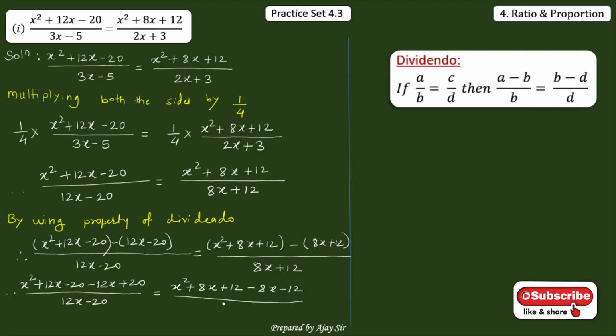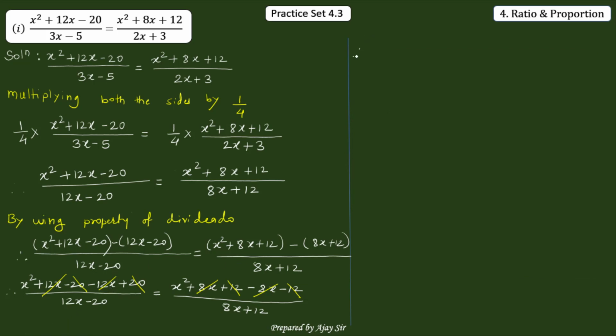So therefore 8x plus 12 here. So 12x minus 12x, this will get cancelled. Similarly 8x minus 8x, this term will also get cancelled. Similarly minus 20 plus 20 get cancelled, plus 12 minus 12 get cancelled. So these terms get cancelled.